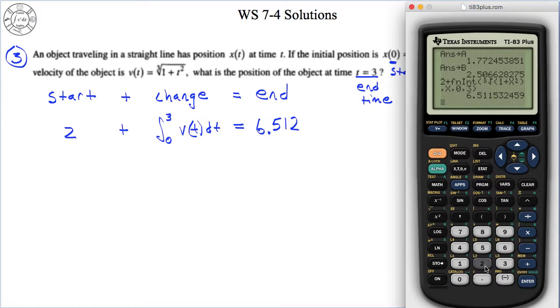Again, we probably still want to do 2 plus and then the integral, so math 9. The integral of y1. You hit vars, right, enter, enter, y1. Now we don't have this weird function, we just have a y1, but you enter the rest of it all the same. So y1 with respect to x from 0 to 3, and we get 6.512, the exact same answer.